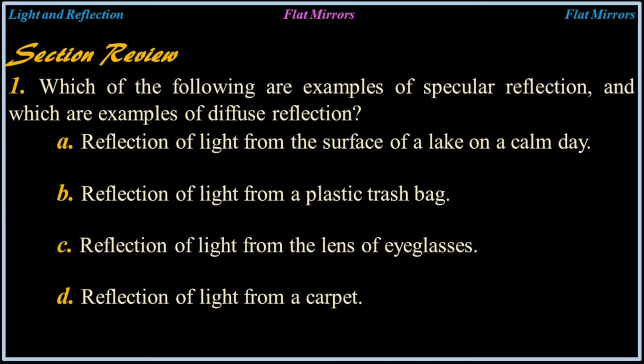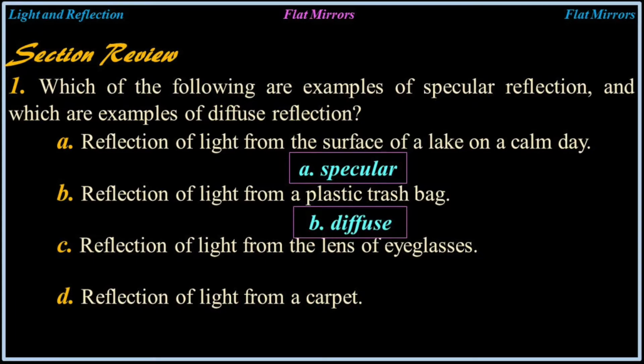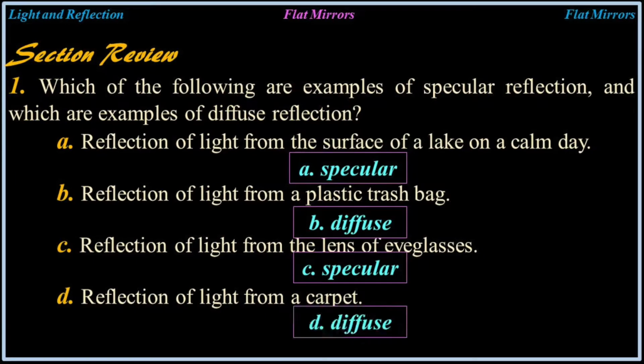Which of the following are examples of specular reflection and which are examples of diffuse reflection? Reflection of light from the surface of a lake on a calm day. What would that be? That would be specular. Reflection of light from a plastic bag. That would be diffuse. Reflection of light from the lens of an eyeglass. That would be specular. And reflection of light from a carpet. That would be diffuse.